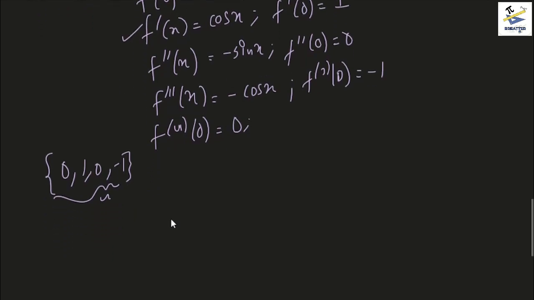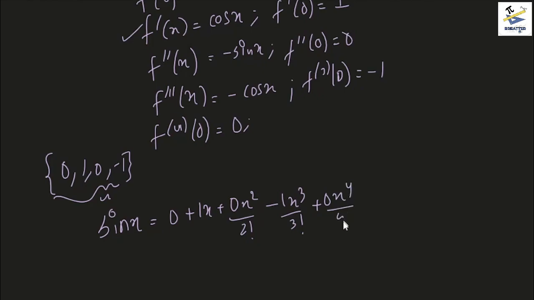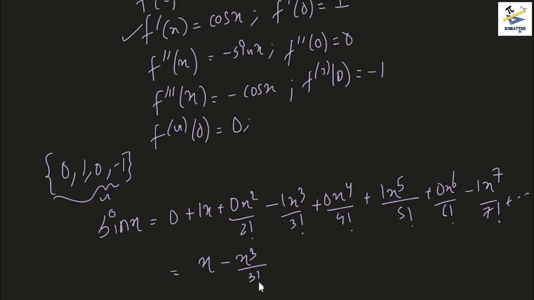So in that way we can write the Taylor series for sin x as follows. Sin x would be equal to 0 plus 1x plus 0 x square by 2 factorial minus 1x cube by 3 factorial, and then again 0x to the power 4 by 4 factorial plus 1x to the power 5 by 5 factorial plus 0x to the power 6 by 6 factorial minus 1x to the power 7 by 7 factorial, and so on. Evaluating this, what we get is x minus x cube by 3 factorial plus x to the power 5 by 5 factorial minus x to the power 7 by 7 factorial, and so on.